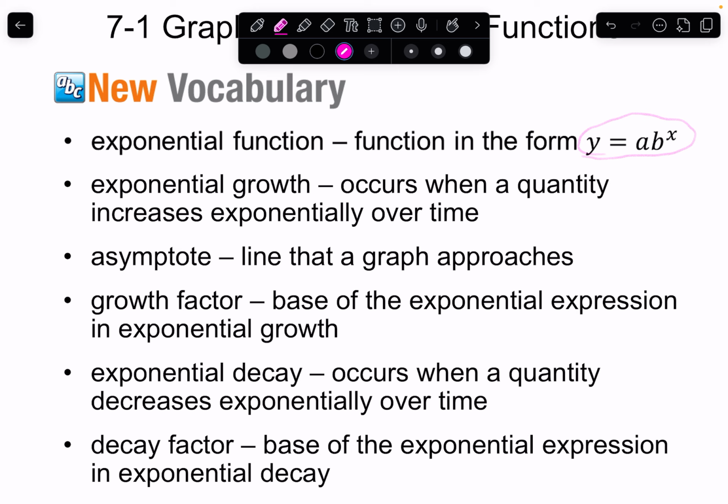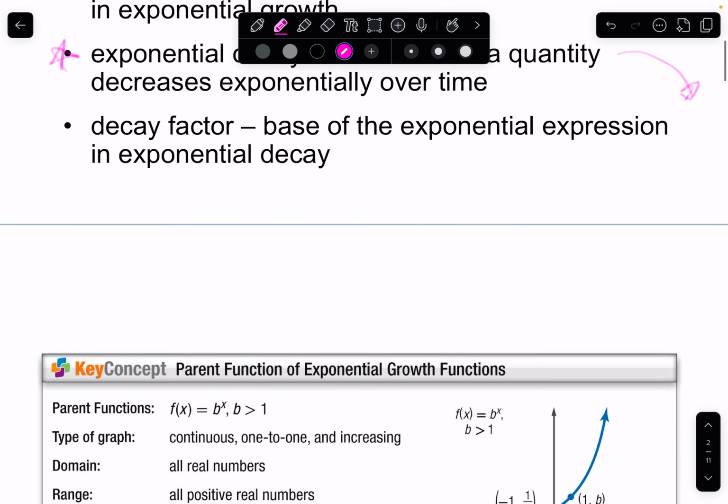Then the two types of graphs that you're going to see are exponential growth and exponential decay. An exponential growth is going to be a graph that's increasing as it goes, and then exponential decay is going to be something that is decreasing as it goes on. Some of the other vocabulary up here we'll talk about whenever we get into the actual questions.